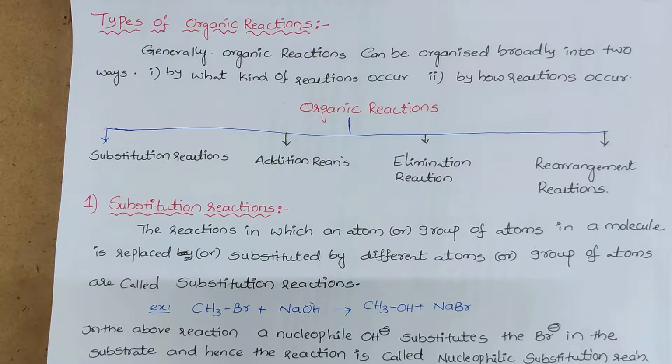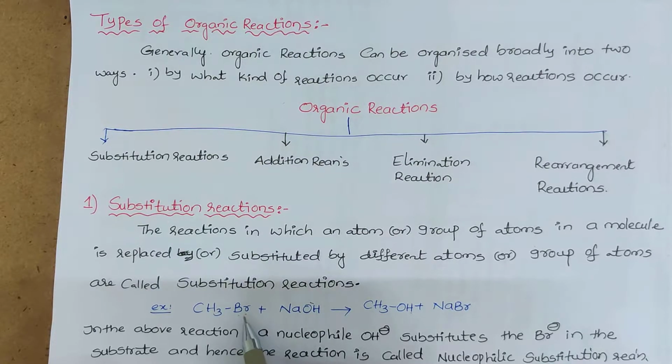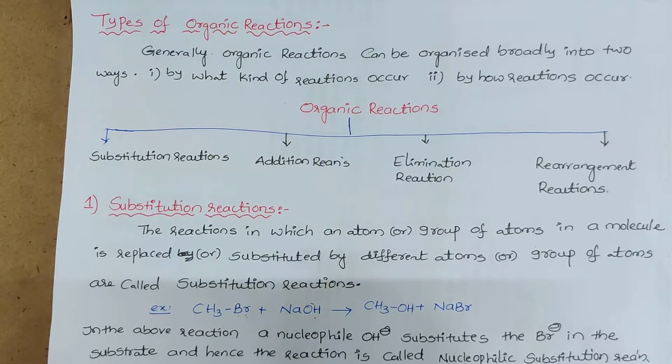For example, let us see here: CH3Br plus NaOH gives CH3OH and NaBr. In the place of Br, what is there? OH. That means OH has replaced the Br, or Br is substituted by the OH. So that's why it is an example of substitution reaction. These substitution reactions are of three types: free radical substitution reaction, electrophilic substitution reaction, nucleophilic substitution reaction.